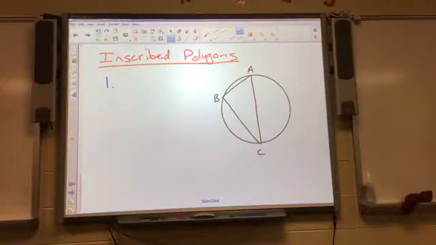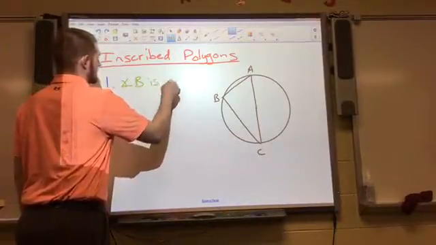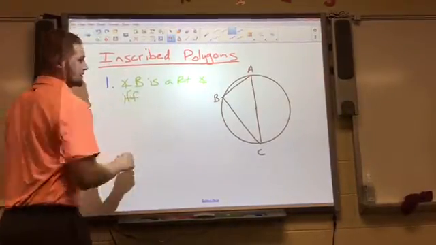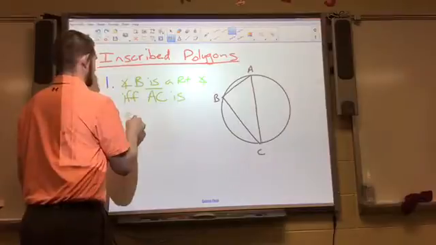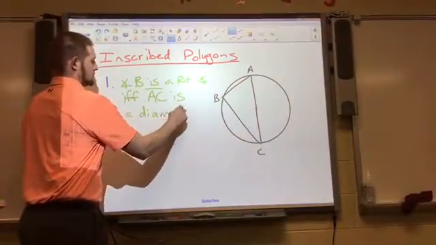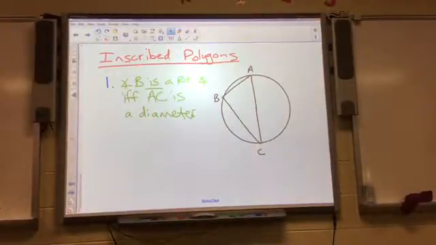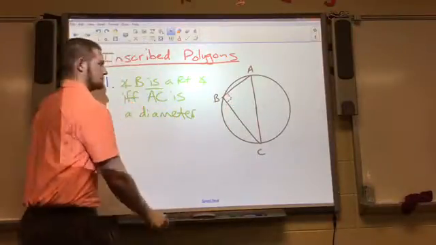But what this theorem says is that angle B is a right angle if and only if AC is a diameter. Again, that's because it then makes a semicircle, making the arc 180, and we know the inscribed angle is half of that. So it only makes sense that this would actually be a right angle.